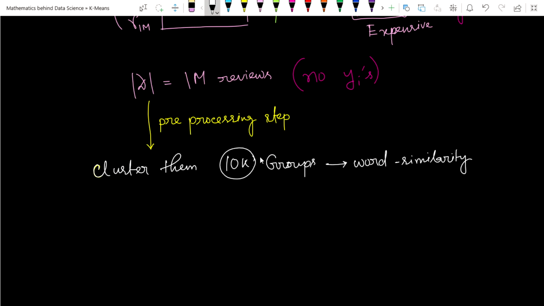By example, using the word similarity concept. We have already learned word similarity. There are various kinds of word similarity concepts, like bag of words, like TF-IDF, like word2vec vectors. Okay, this kind of concept you will learn.